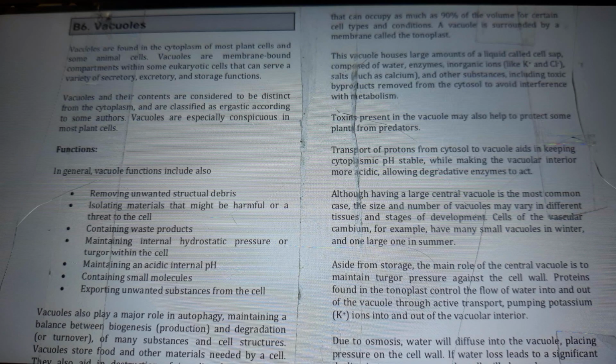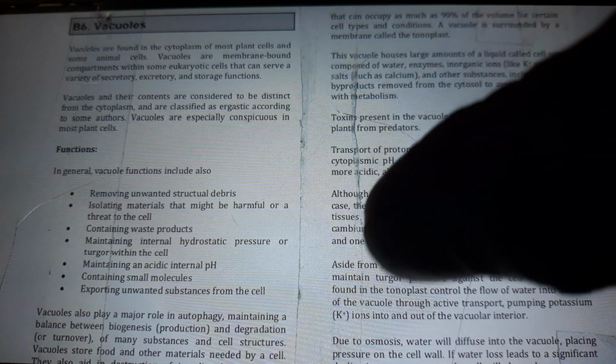The next portion would be B6, vacuoles, right? Vacuoles, or vacuoles, as you might call it. Vacuoles are found in the cytoplasm of most plant cells and some animal cells. Vacuoles are membrane-bound compartments within some eukaryotic cells that can serve a variety of secretory, excretory, and storage functions. Vacuoles and their contents are considered to be distinct from the cytoplasm, and are classified as organelles. According to some authors, vacuoles are especially conspicuous in most plants.